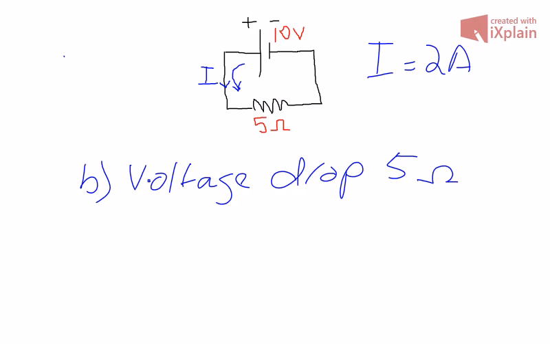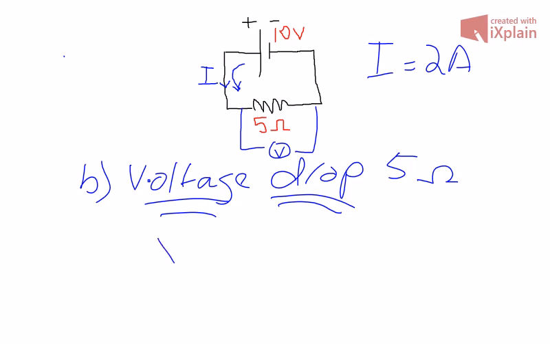Now remember, whenever someone is using the word voltage drop, it simply means that if you were to connect a voltmeter here, what would it measure? Okay, so I know this term could be a little bit deceiving, but voltage drop is essentially how much voltage is across a 5 ohm resistor. Now you can do it 2 ways, but it's pretty straightforward.